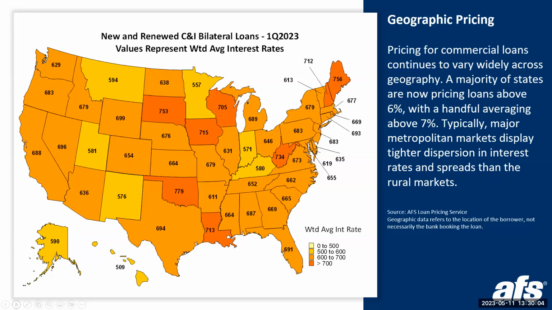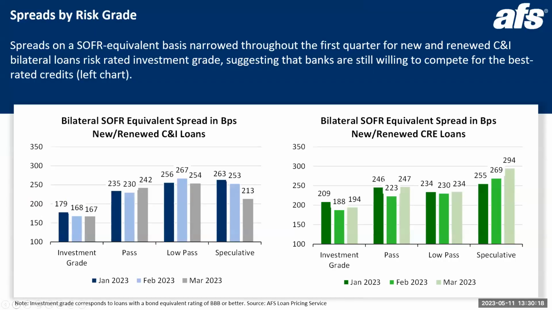And on a quarter-over-quarter basis, in most states, interest rates rose considerably, reflecting the Fed rate hikes, and in most cases, about 100 basis points or more. On the next chart, we show the SOFR equivalent spread distributed by risk rating. The SOFR equivalent spread is a measure that allows us to group and compare floating rate and fixed rate loans to determine the overall spread contribution of these loans.